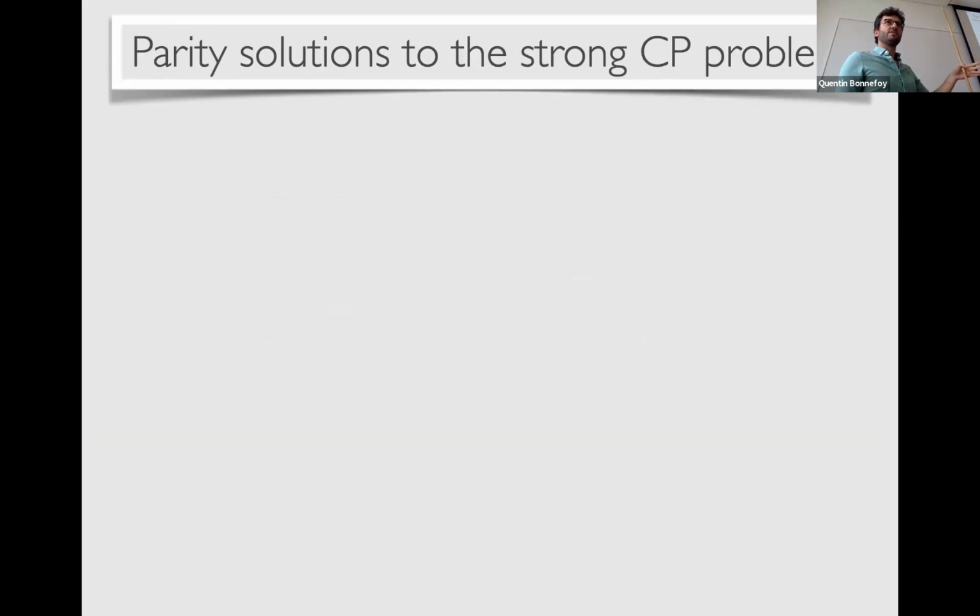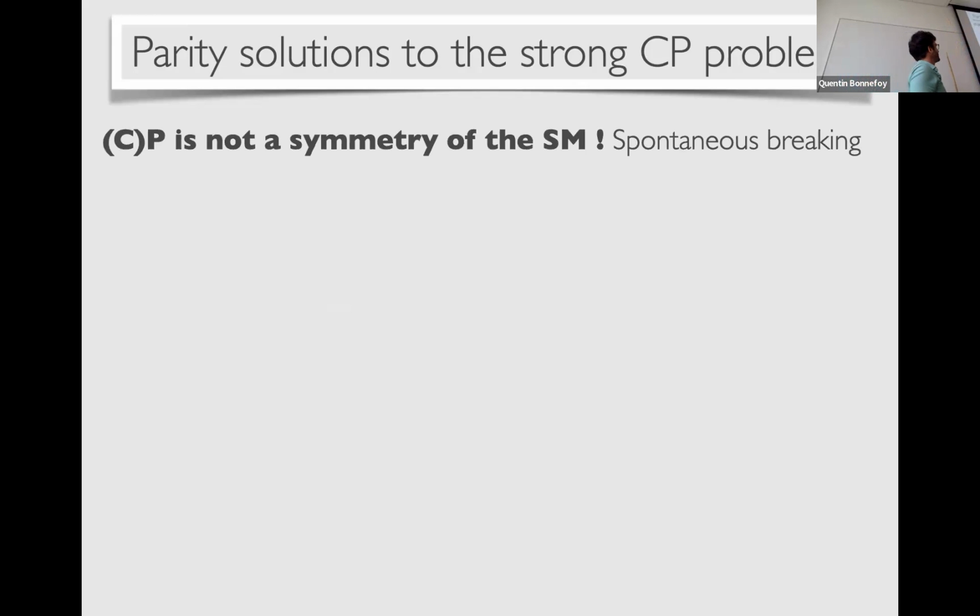Of course, neither P nor CP are genuine symmetries of the Standard Model, so they have to be broken at some scale, and usually people use spontaneous breaking. So you're going to assume that P and CP is a symmetry somewhere in the UV that is spontaneously broken so that we don't see it in the Standard Model. So you want to assume that P and CP be a gauge symmetry? Well, you have to do that.